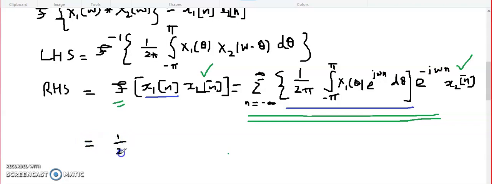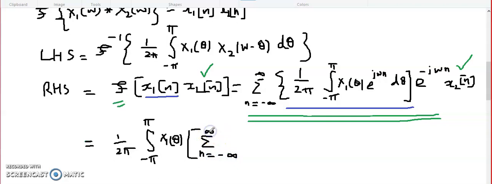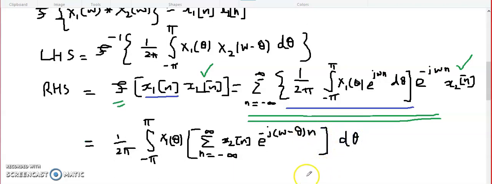we can see this expression as 1/2 pi, integral from minus pi to pi of X1(theta), and then summation with n changing from minus infinity to infinity of x2[n] e raised to power minus j (omega minus theta) n, d theta. Okay, we can write it like this.